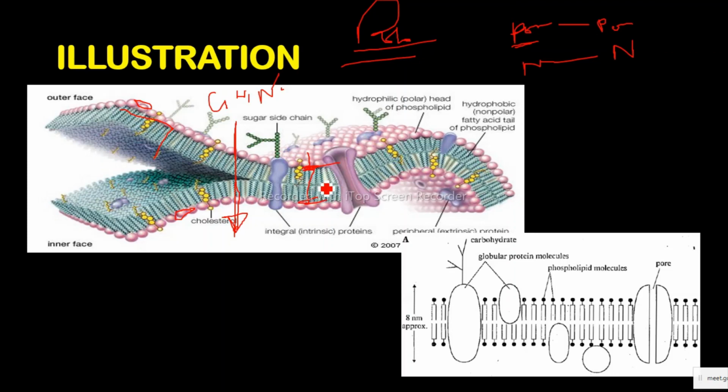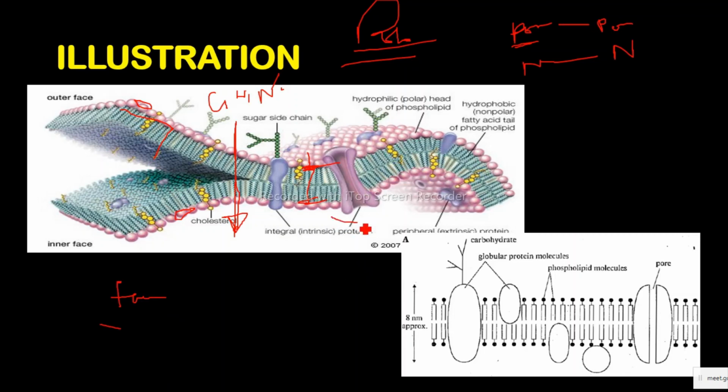So, therefore, if you cannot cross, then how are you going to enter into the cell? Then you must be aided. You must be helped. However, I don't prefer those two words. You must be aided to enter into the plasma membrane or come out. And that process, we call it facilitated diffusion or active transport.